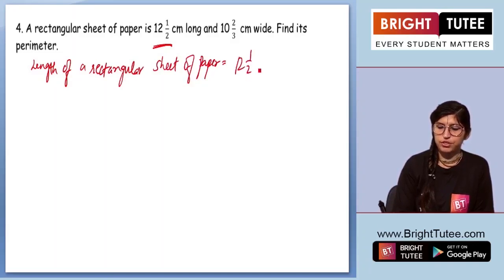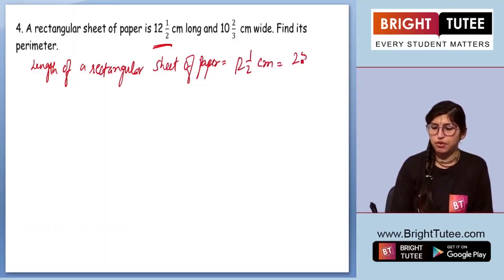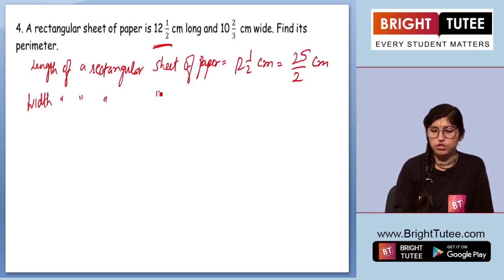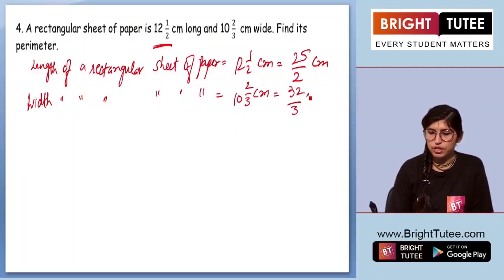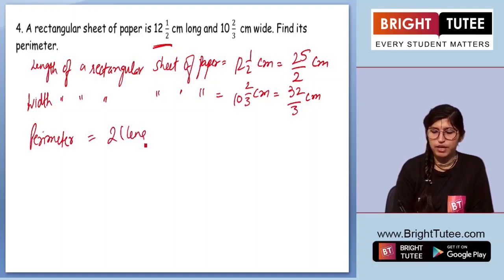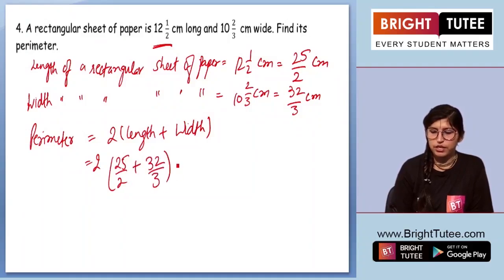The length is 12 1/2 centimeter, which means 25/2 centimeter. Now if we talk about the width of the rectangular sheet of paper, it is 10 2/3 centimeter, which is 32/3 centimeter. Now if we need to find the perimeter, the formula for perimeter is twice of length plus width. Now length is 25/2, width is 32/3.